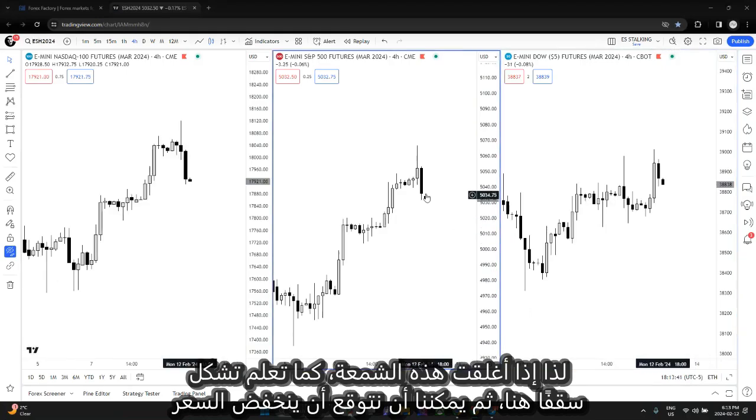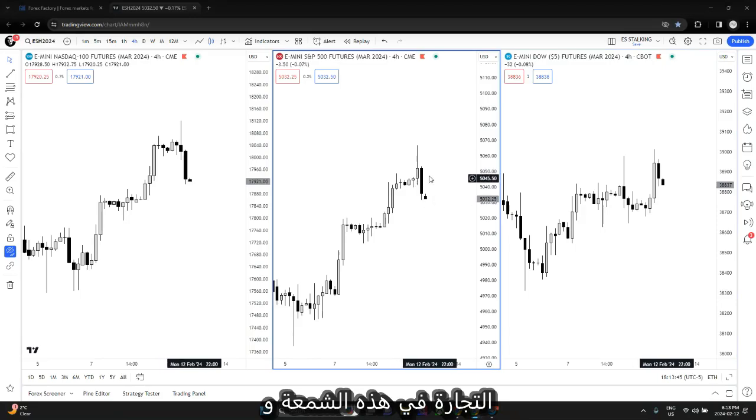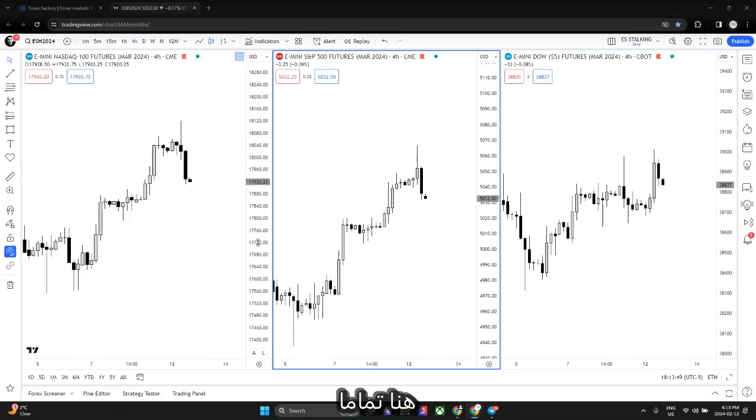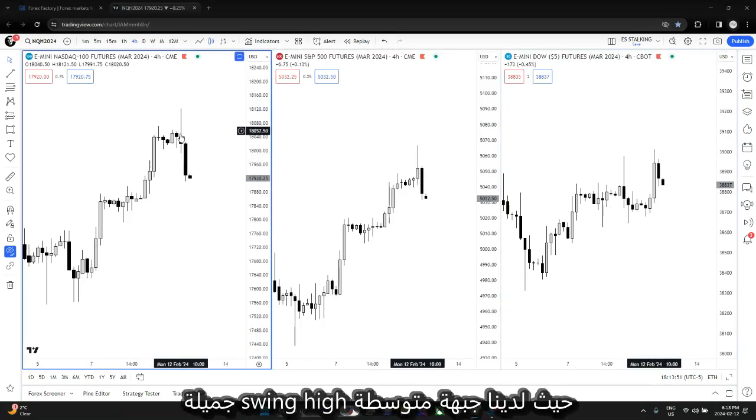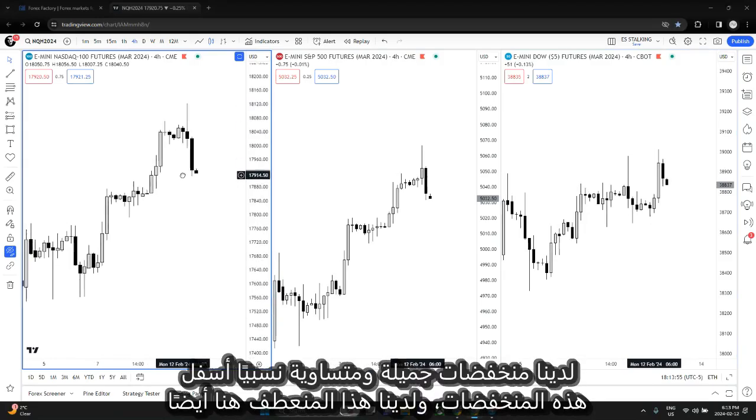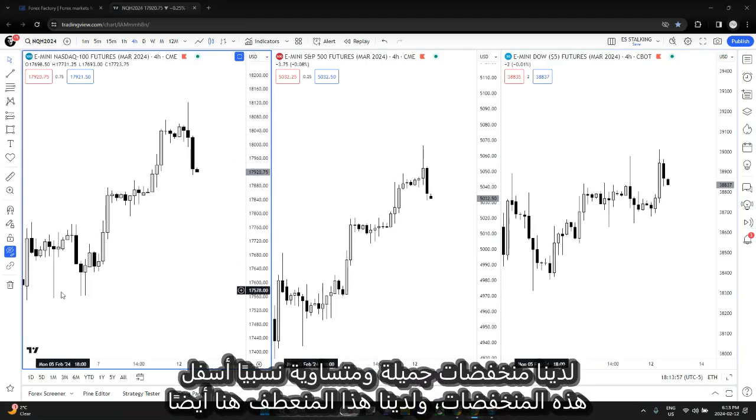So if this candle closes and forms a gap here, then we could expect price to trade within this candle and continue below here. Right here, where we have a lovely swing high being formed. We have lovely, relatively equal lows below these lows. We have the swing low here as well.